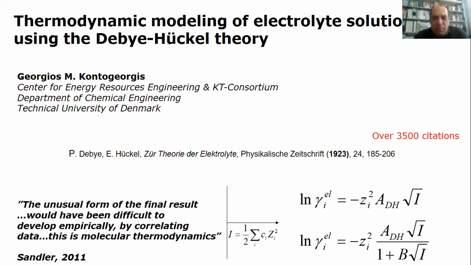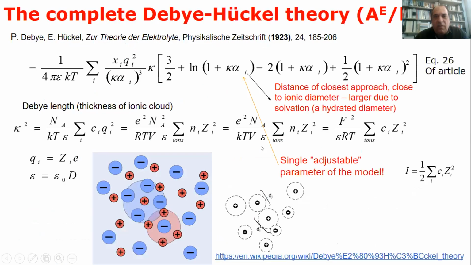It has been proposed by Peter Debye and Erich Hückel in 1923. And sometimes you see it in simplified forms, like the limiting or the extended law that you see here. But today I will mostly focus on what I call the complete form of the Debye-Hückel theory, which is the equation that you see here, which is actually the original model that is presented by Debye and Hückel.